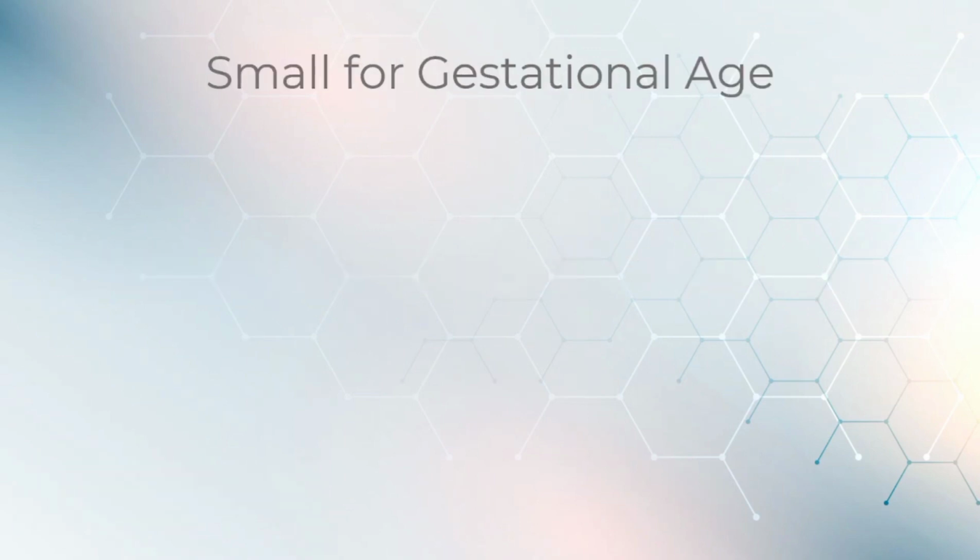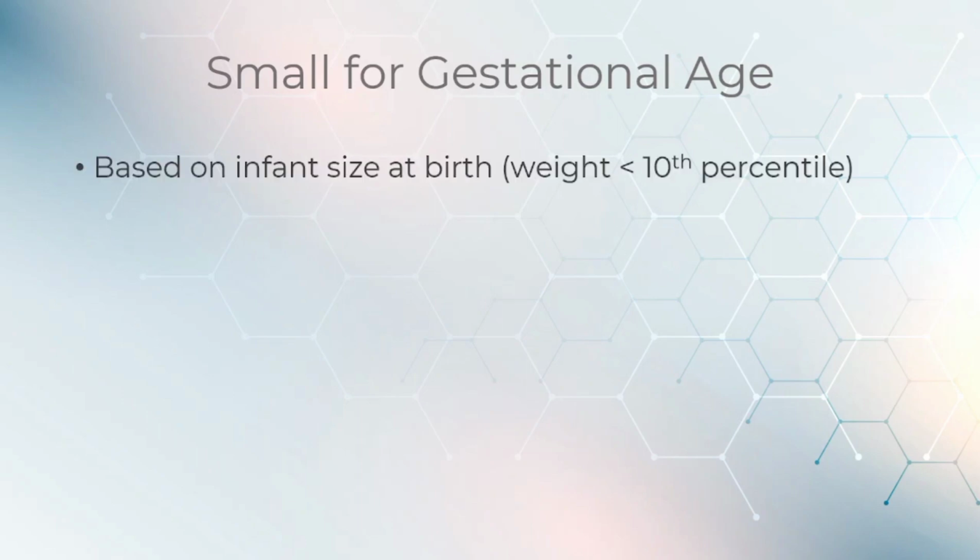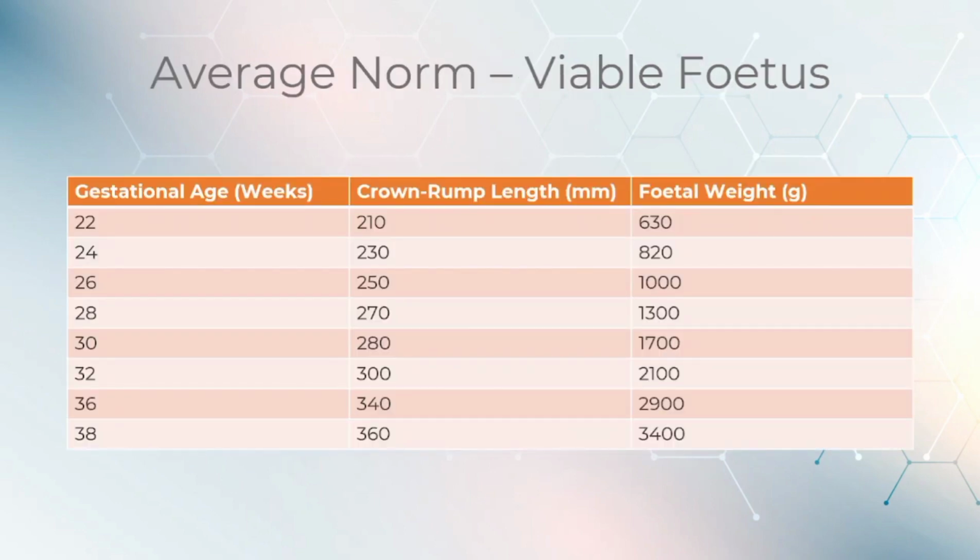The diagnosis of an infant as being small for gestational age is based on the infant's size at birth, that is, a weight below the 10th percentile. The birth charts can be used to evaluate this. If you like, you can pause the video here to check the average norm values for a viable fetus, both for the crown rump length and for the fetal weight.